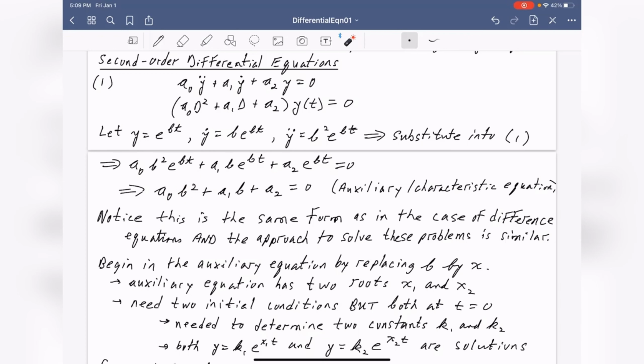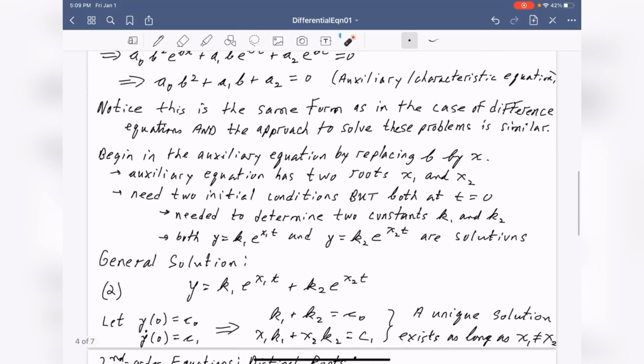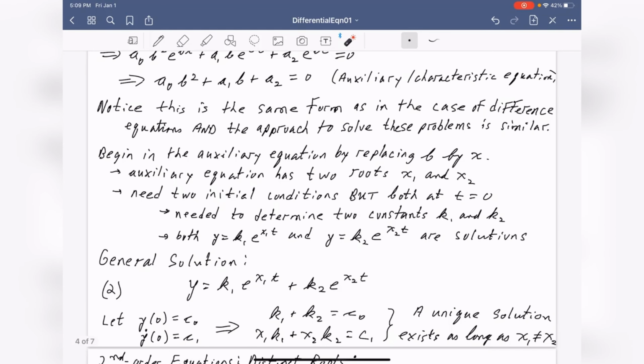Notice that this is the same form as in the case of difference equations, and the approach to solving this kind of problem is similar to the approach we used with difference equations. So we begin with the auxiliary equation by replacing b with x. The auxiliary equation then has two roots, x1 and x2, and we need two initial conditions, but both have to be at time t equals 0. These initial conditions are needed to determine two constants, k1 and k2.